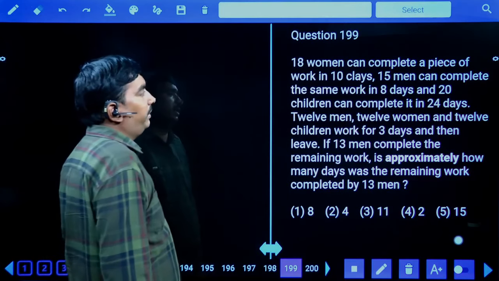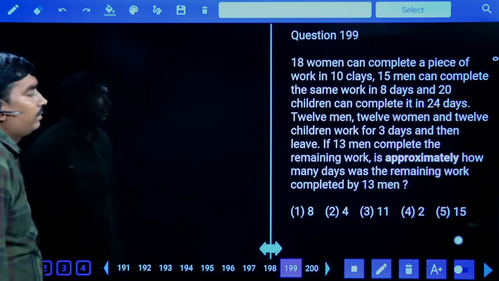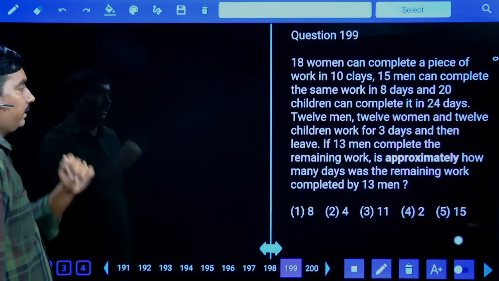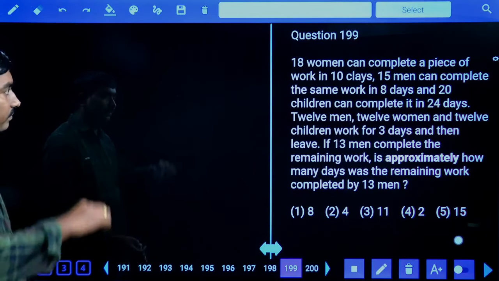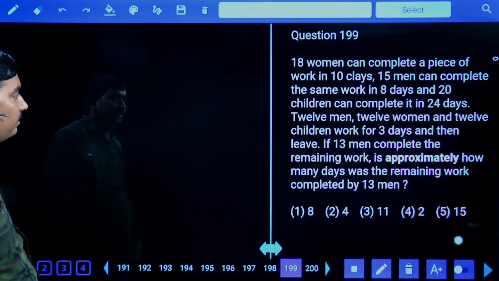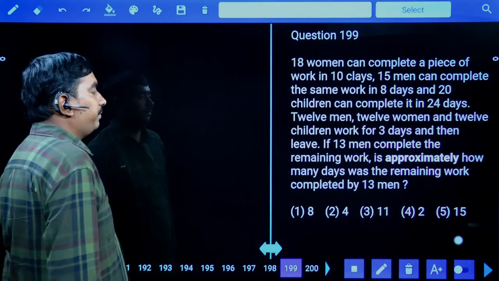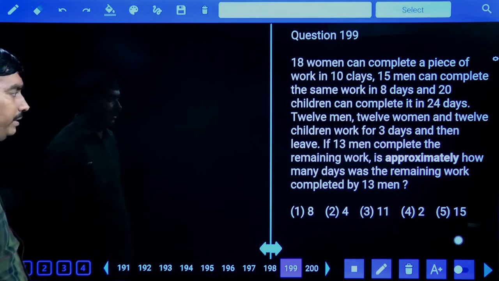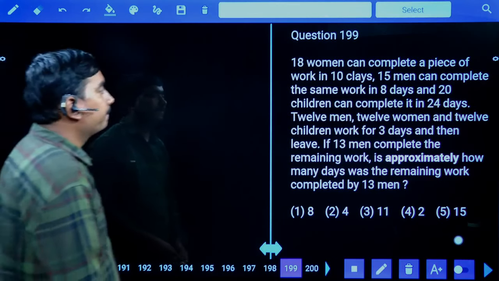Eighteen women can complete a piece of work in 10 days. 15 men can complete the same work in 8 days. 20 children can complete it in 24 days. 12 men, 12 women, 12 children work for 3 days and then leave. If 13 men complete the remaining work, approximately how many days was the remaining work completed by 13 men?